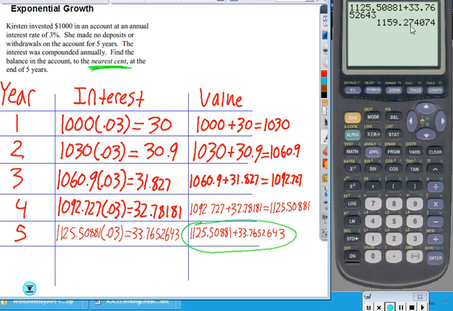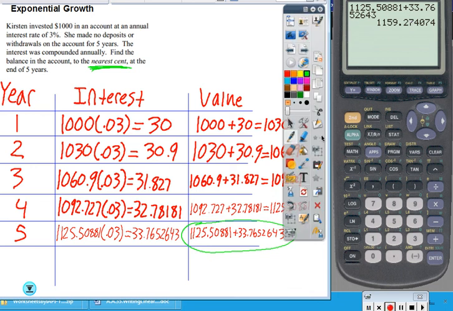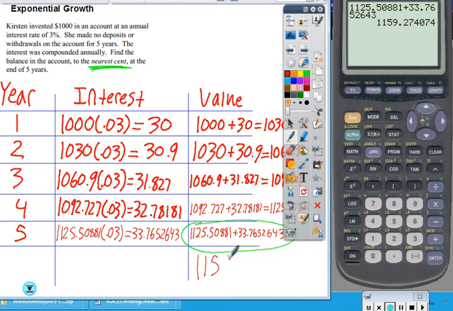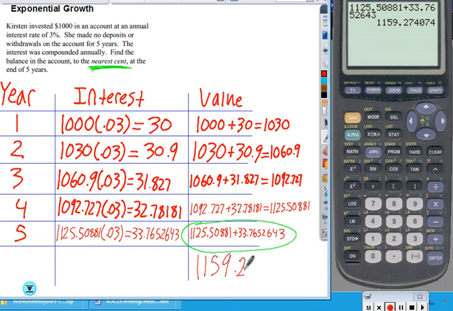The way we make this decision is by looking at the number directly to the right of the 7, which is a 4. This number 4 is less than 5, therefore I'm going to keep the 7 just as it is. If this number were a 5 or bigger, then I would round this 7 up to 8. So our final answer is going to be $1,159.27. Thank you and good luck.